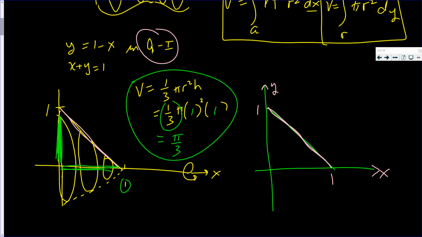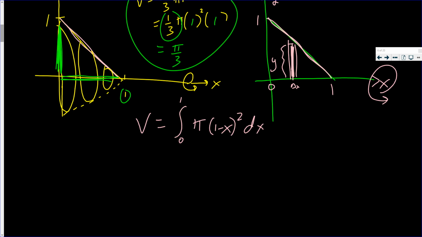Well, what is the radius? How tall is this? Well, that's just the y value. The y value is 1 minus x. The y value is 1 minus x. So we set up the integral.